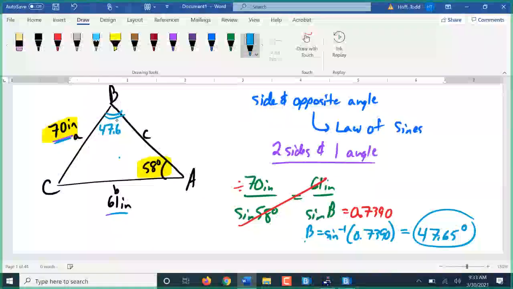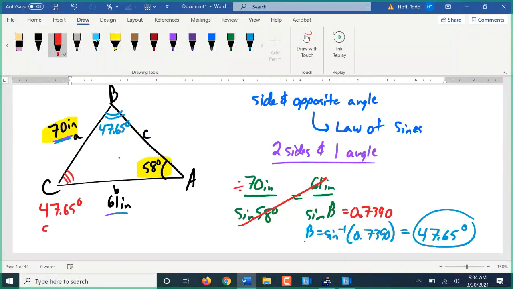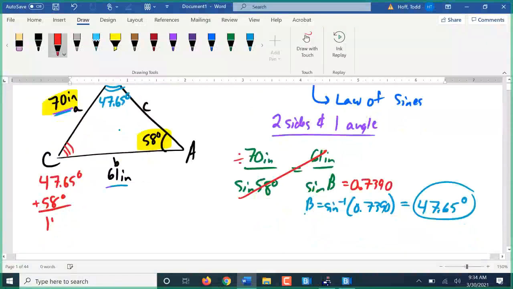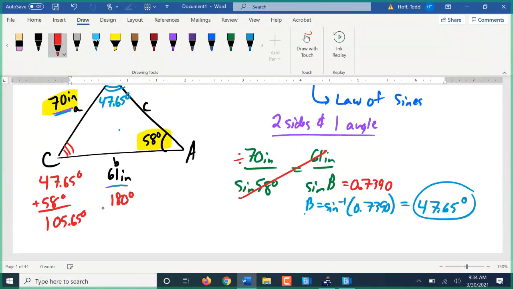So 47.65 degrees here. Now we can find angle C simply by subtracting from 180. So I'm going to do the 47.65 plus 58 is going to give us, what, 105? Yes, not 115, just 105.65. Then we subtract that from 180, giving us 74.35 degrees.